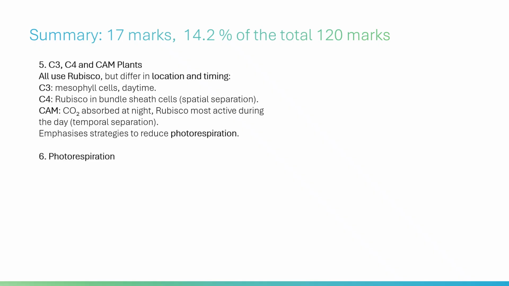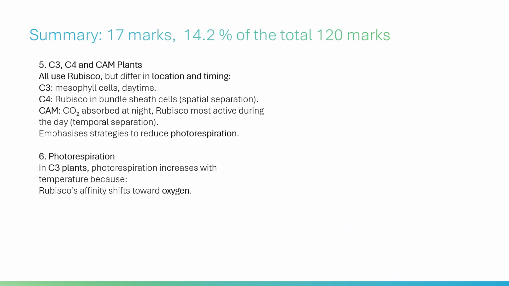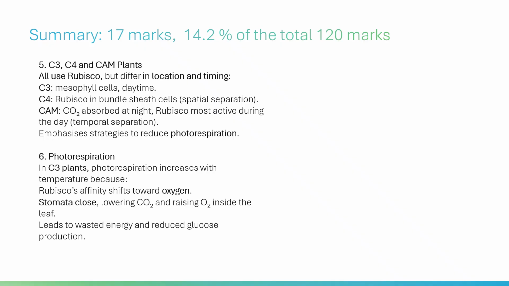6. Photorespiration. In C3 plants, photorespiration increases with temperature because Rubisco's affinity shifts toward oxygen. Stomata close, lowering CO2 and raising O2 inside the leaf. Leads to wasted energy and reduced glucose production.